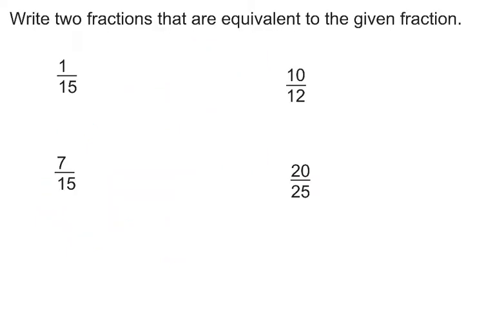Now I want you to try. So write two fractions that are equivalent to each given fraction. You can do this by multiplying them. You can also do this by reducing them. So if they're already in simplest form, you can multiply the numerator and the denominator by the same number, and that number can be anything you choose. So go ahead and take a minute to practice these.